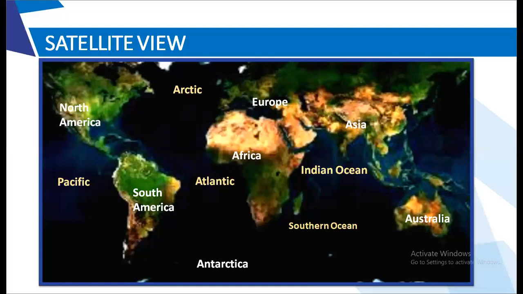This is the map of the world, and let us now see all the names of the continents. Asia, the largest continent of the world. Asia shares a land boundary with Europe. The region is known as Eurasia, where they are having the land boundary common.